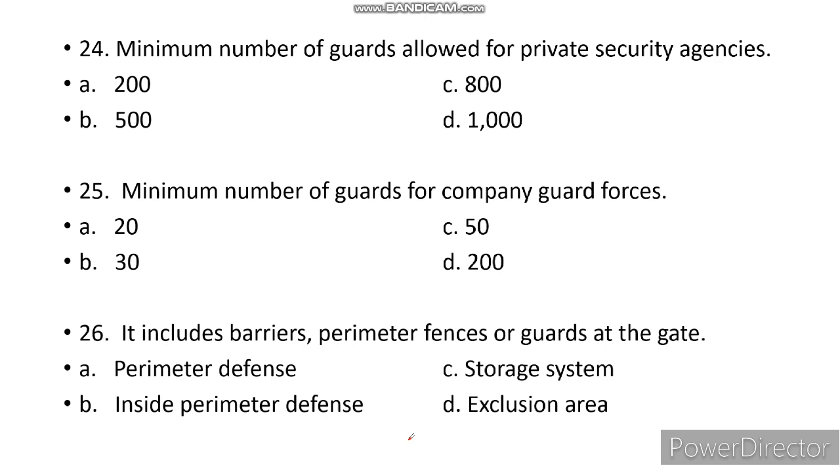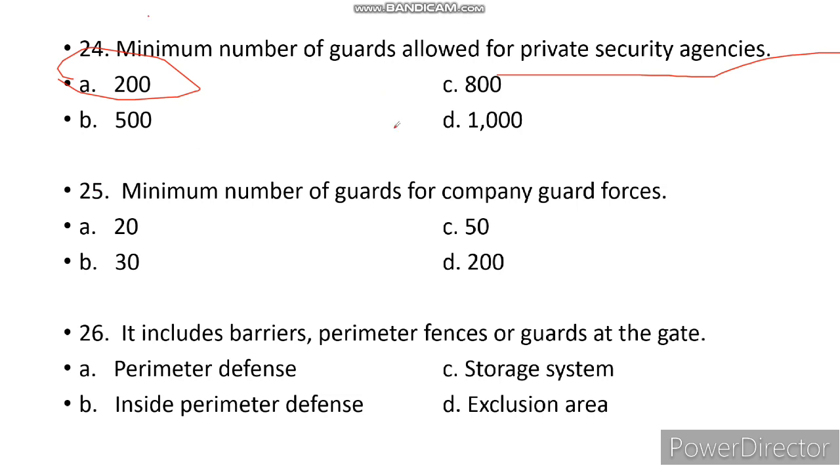Minimum number of guards allowed in private naman. We've been talking here for private security agencies. What do you think would your bet? Sino mas marami? The company or the private security agency? So yeah, you're very good. That's 200. Kasi we've been talking for minimum. Right? We're not talking for maximum. So it would be understood. Mas konti.